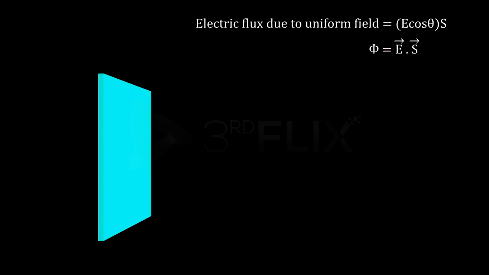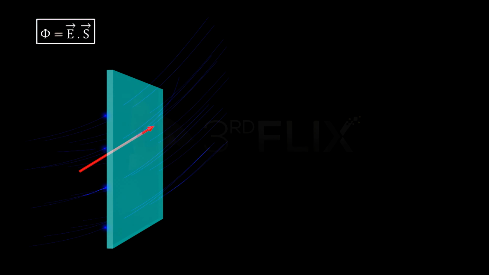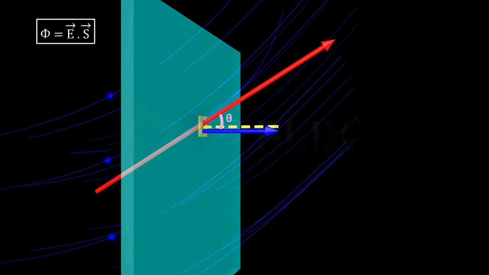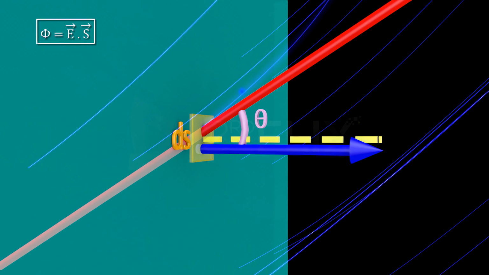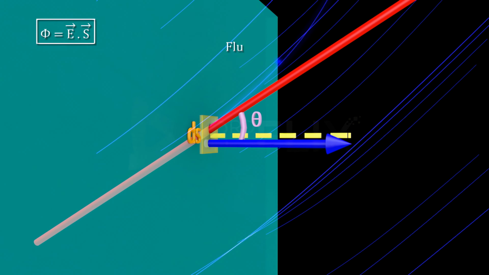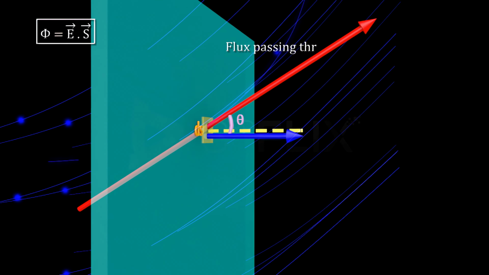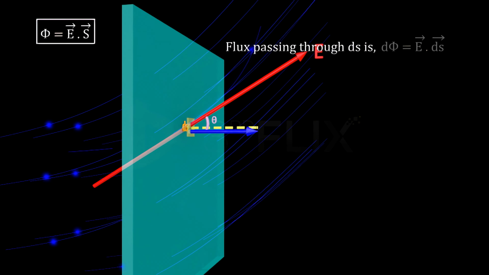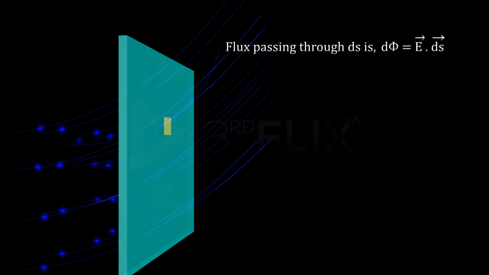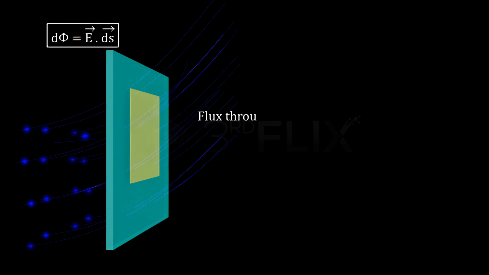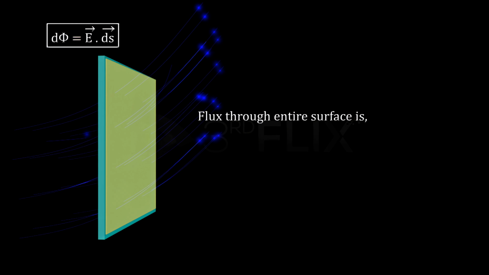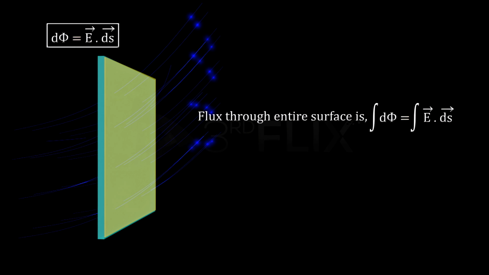Let us find the electric flux through a surface when electric field is not uniform. Consider an infinitesimally small area, dS, around a point. The amount of flux, d phi, through dS is E bar dot dS bar. This can be integrated over the entire area to get the flux through the entire surface.